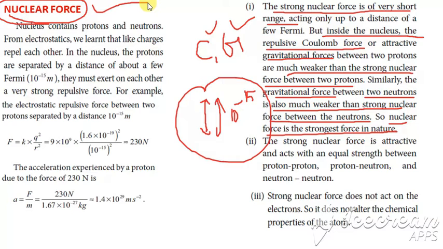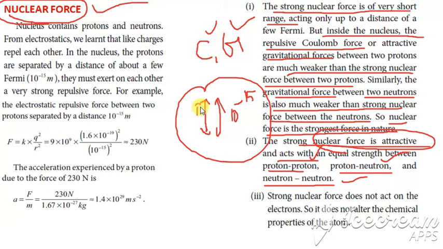Okay, then the second point is that the strong nuclear force is attractive and it acts with equal strength between proton-proton, proton-neutron and neutron-neutron. So இந்த strong nuclear force எப்போவுமே attractive ஆக இருக்குது. அது proton-proton, proton-neutron and neutron-neutron நடுவில்தான் act ஆகுது. Okay, because it is always inside the nucleus.